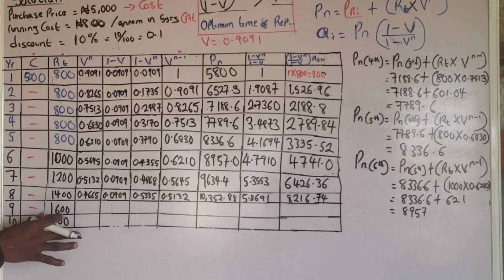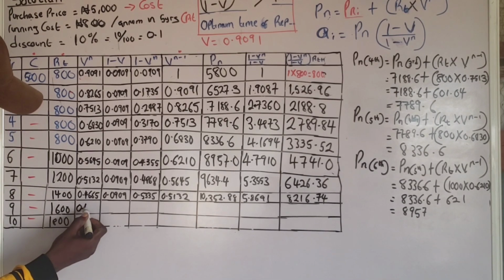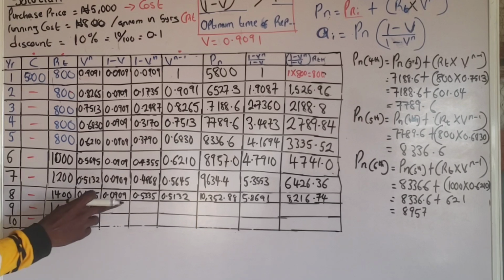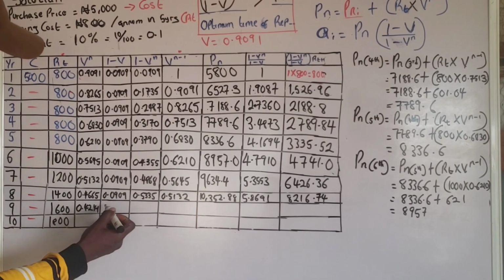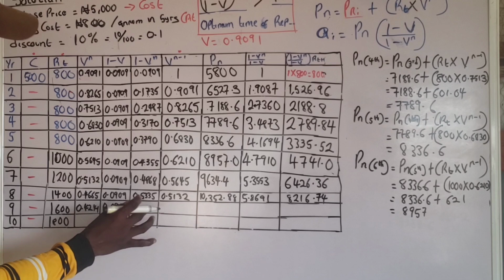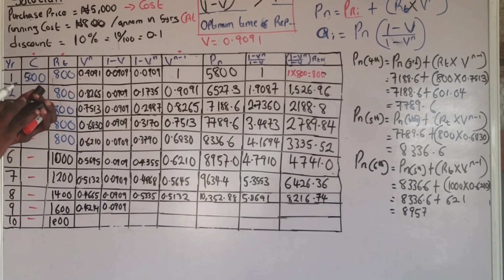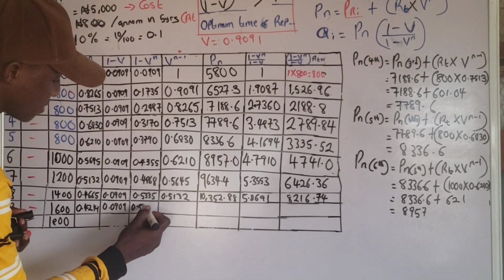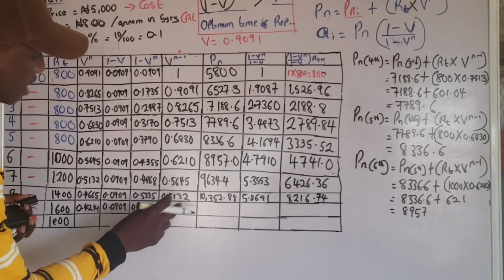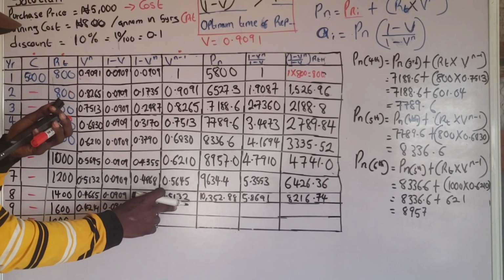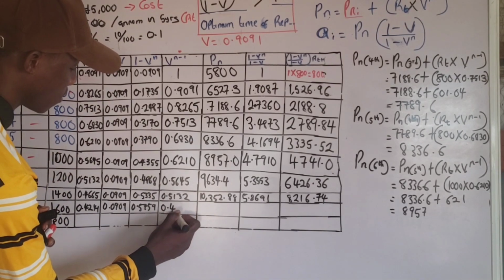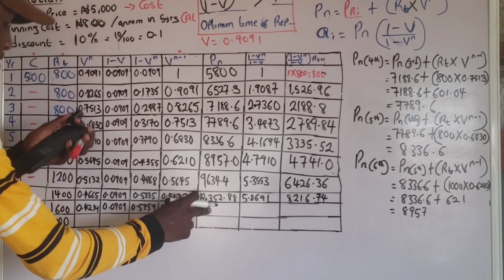Now for the 9th year, we already have the running cost. Now v raised to the power of n, v is 0.9091, so I'm going to have 0.9091 raised to the power of 9, and that is 0.4241. Okay, now for this, 1 minus v is still the same, 0.0909, and this 1 minus v raised to the power of n, that is 0.5759. And for this, we are going to have 0.4665.